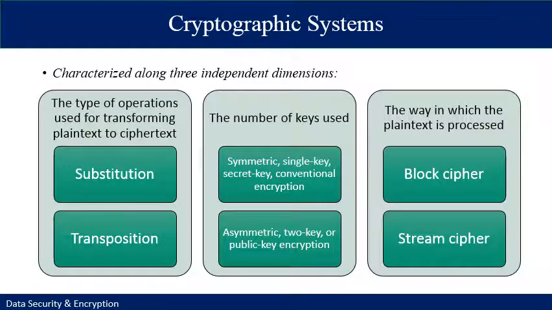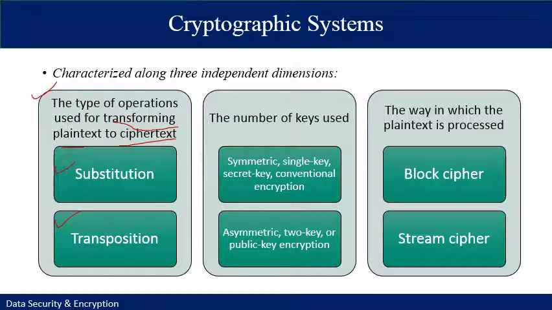That leads to the definition of cryptographic systems. Cryptographic systems are characterized along three independent dimensions. The first dimension deals with the type of operations used for transforming plain text to ciphertext. This can be done using two techniques, substitution and transposition.